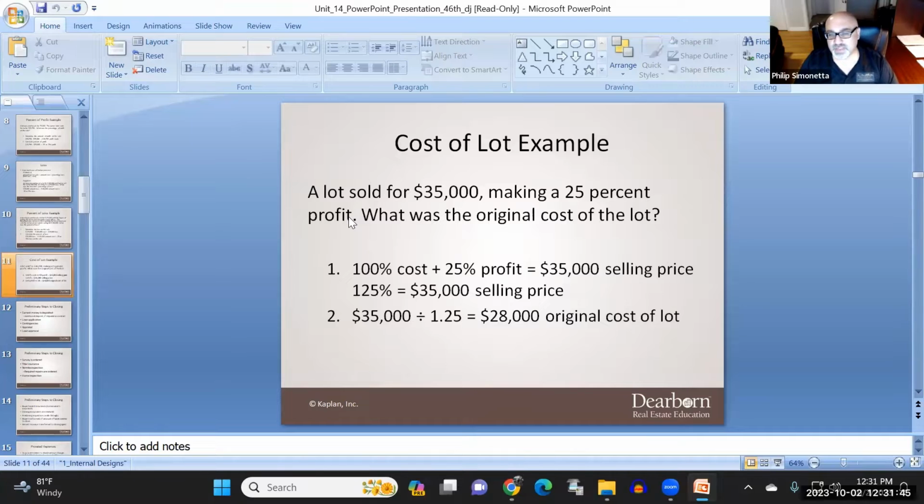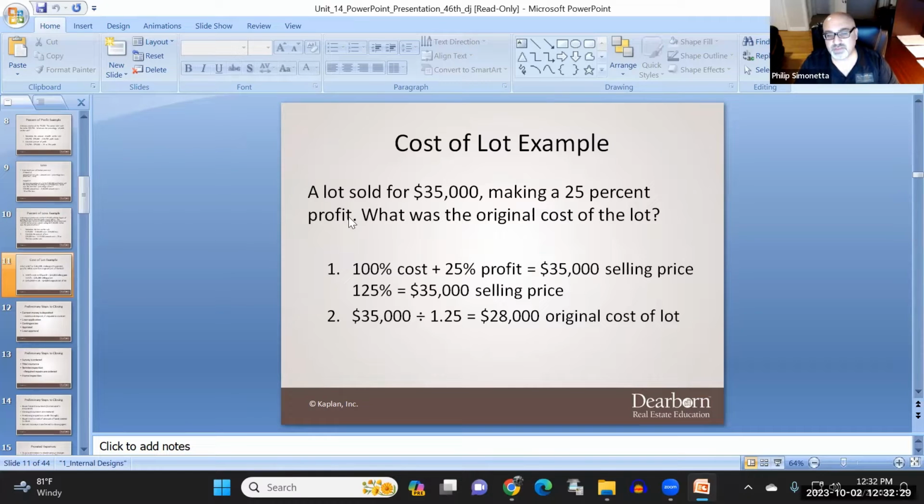Now let's look at a cost of a lot example. So a lot sold for $35,000, making 25% profit. What was the original cost of the lot? So you take the 100% cost plus 25% profit equals $35,000 selling price. That's the formula. So basically, 125% equals $35,000 selling price. So you take $35,000, what he sold it for, divided by 1.25, and the original cost of the lot was $28,000.